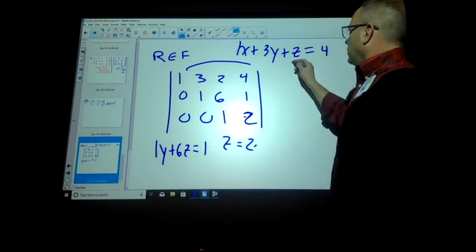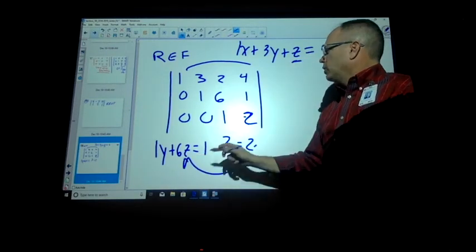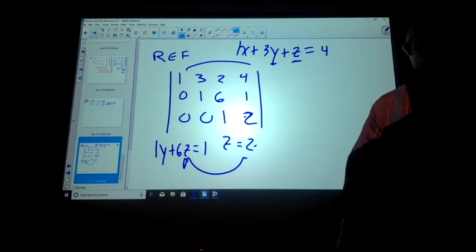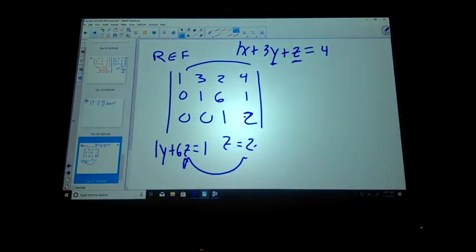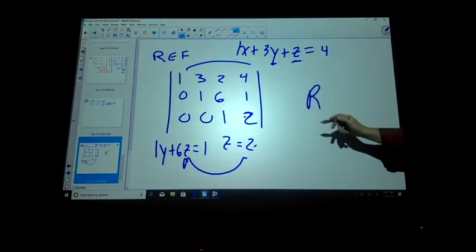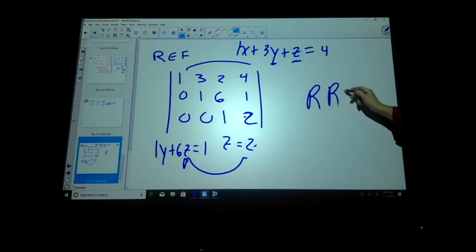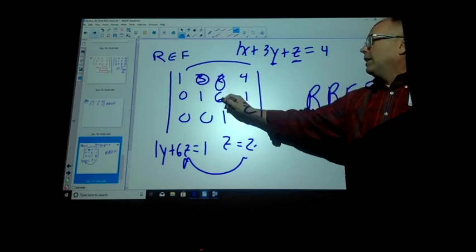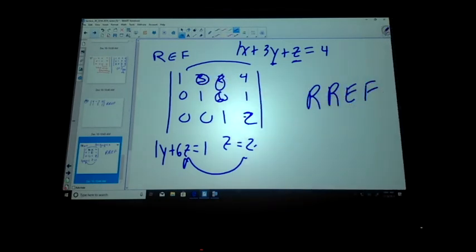Well, you know your z value here. Plug your z value in here to get your y value, so you plug it in there. So it just means you're doing extra work. So if you make the mistake, hit REF, redo it, and hit RREF, because that'll give you your zeros here and here and here and solve the whole problem.